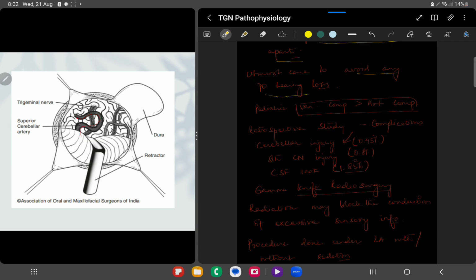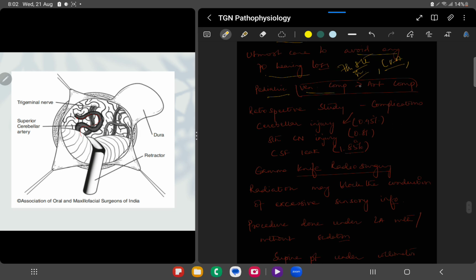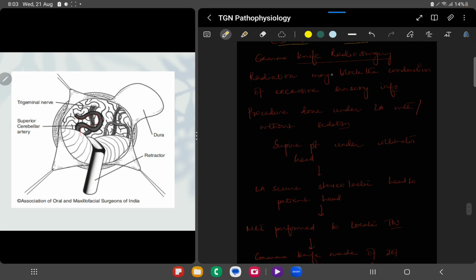Since it is a surgery, there may be stroke, CVA, and 7th and 8th nerve injury, since it is very close to the cerebellopontine angle. In pediatric patients, in some cases death may occur, so the surgeon has to be very careful. In pediatric cases, vein compression is more common than arterial compression. In a retrospective study, the complications were as follows: cerebellar injury 0.45%, 8th cranial nerve injury 0.8%, CSF leak 1.85%. Then gamma knife radiosurgery.